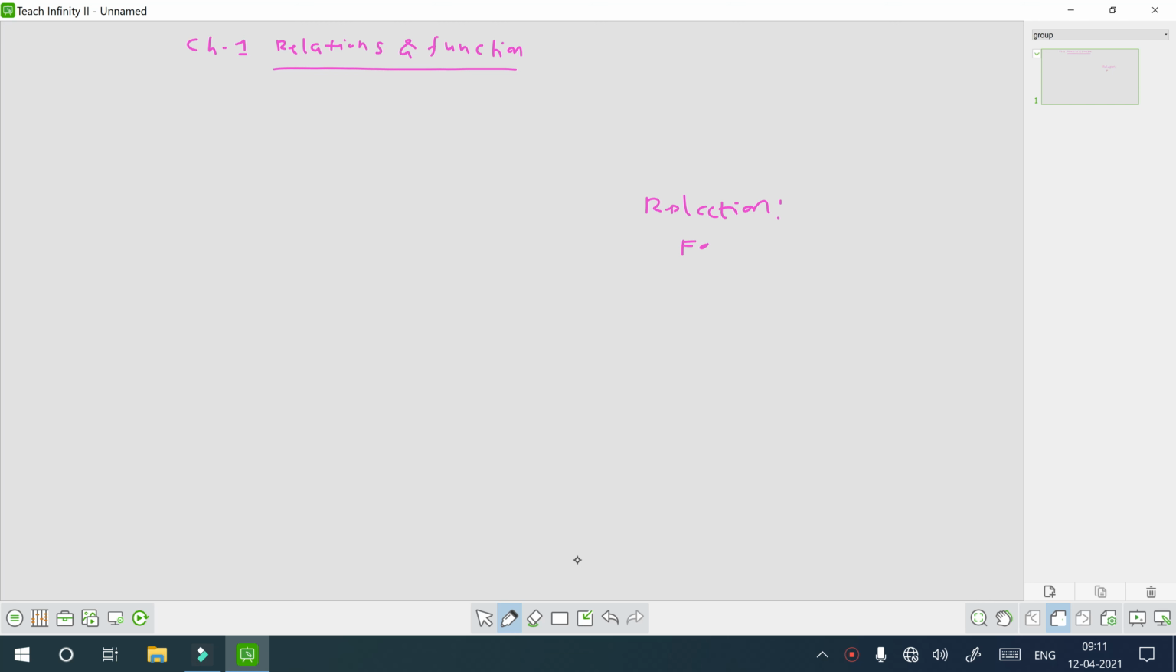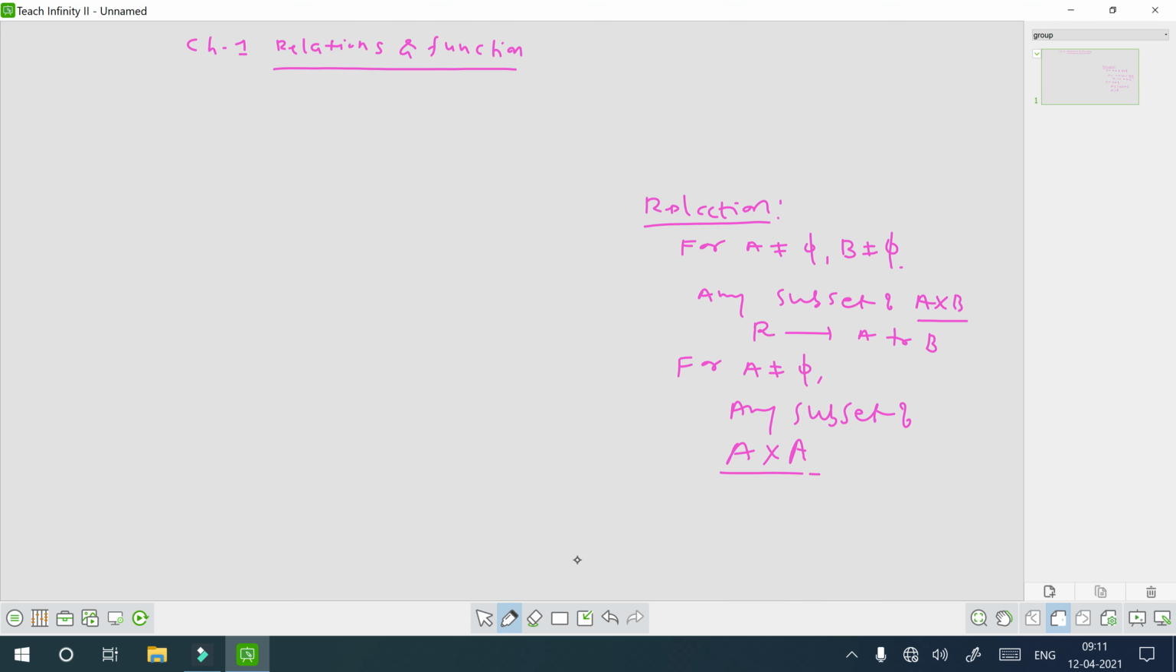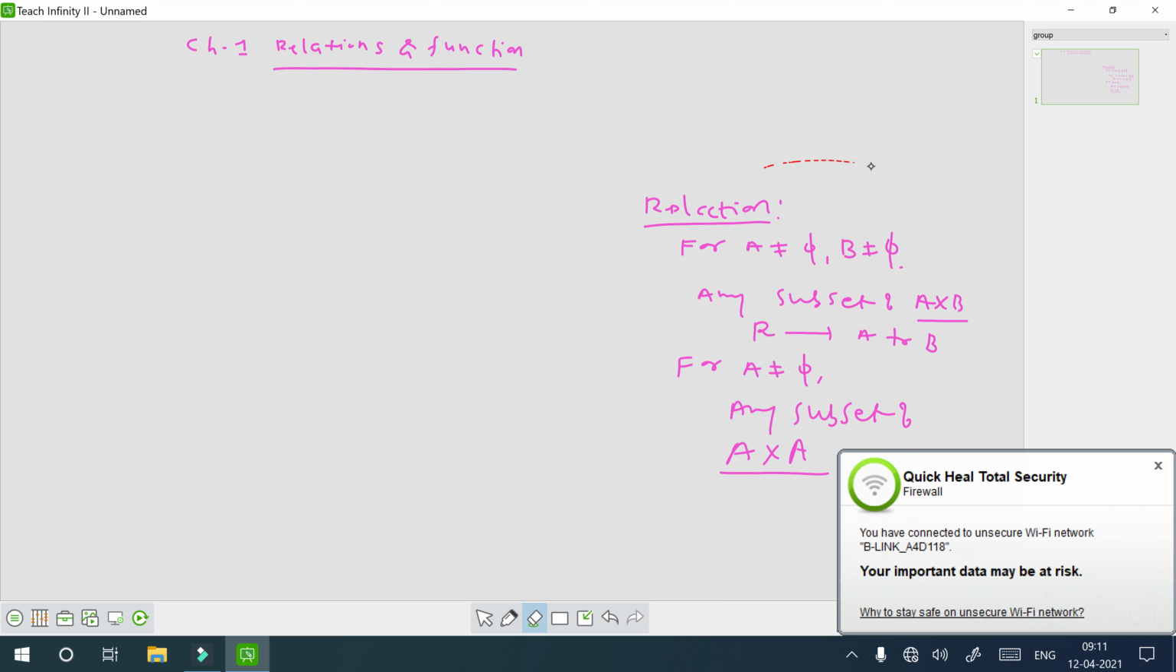See, for two non-empty sets, A not equal to phi, B not equal to phi, any subset of A cross B is called a relation, and usually is denoted by R. In that case, R is called a relation from A to B. But whenever only a single set is given, for A not equal to phi, any subset of A cross A is called a relation on A. Clear? See, this is the definition of relation.